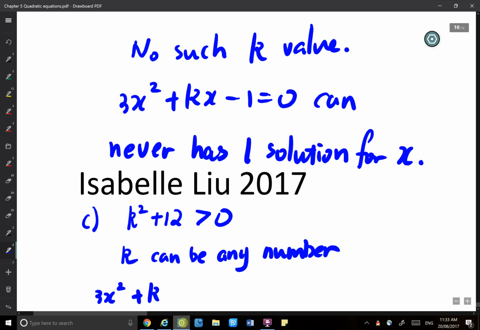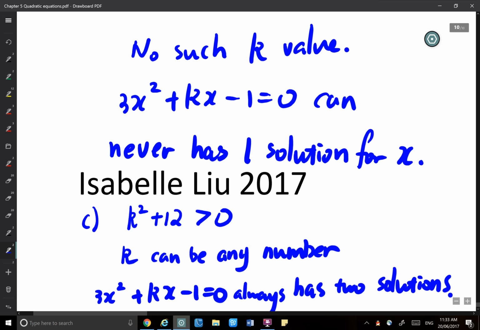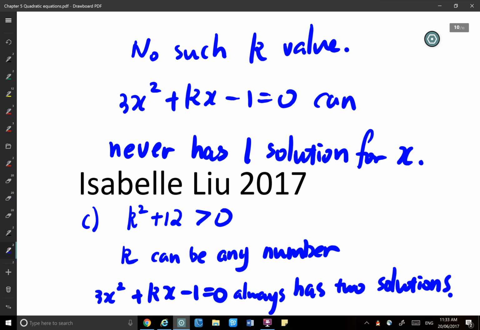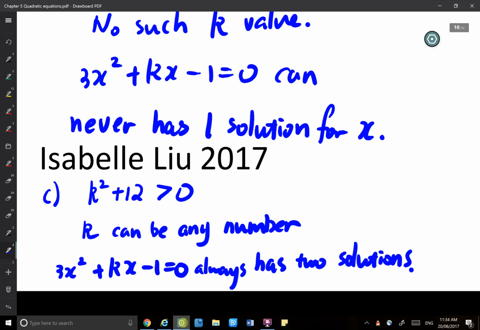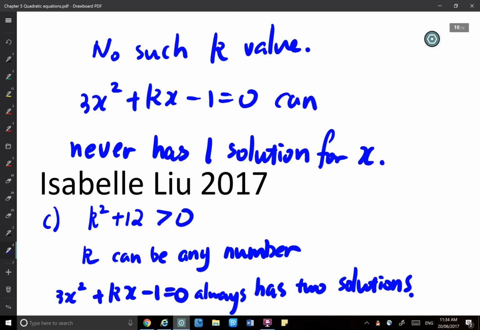3x plus kx minus 1 equals 0 always has two solutions. Does that make sense? This equation, regardless of the k value, always has two solutions. So any k value is fine to give two solutions.